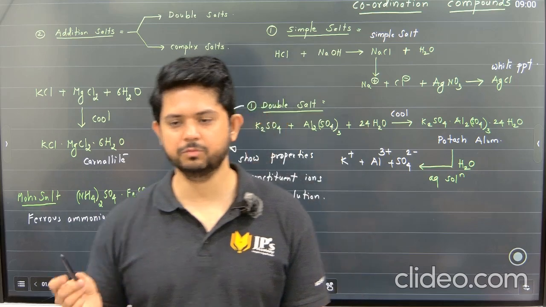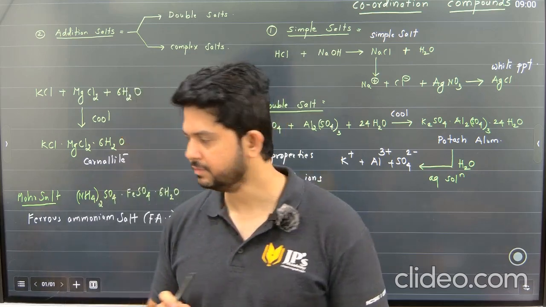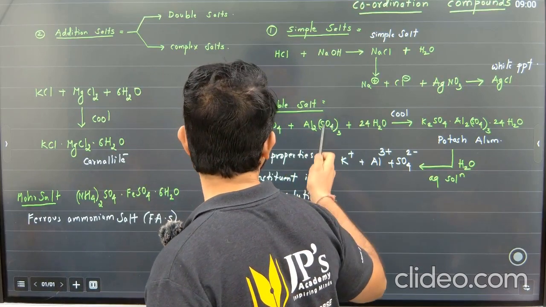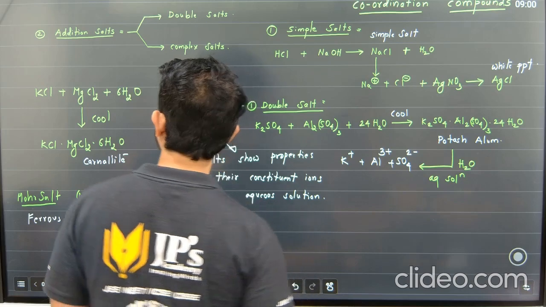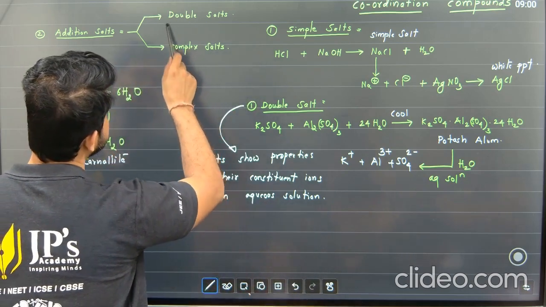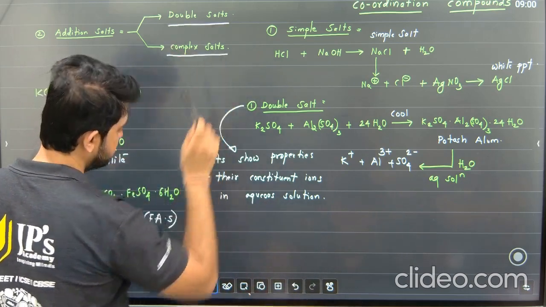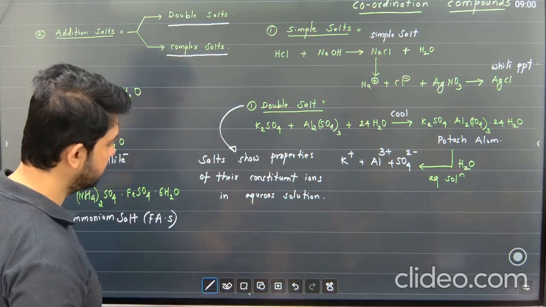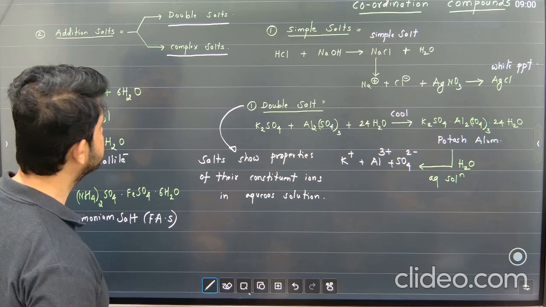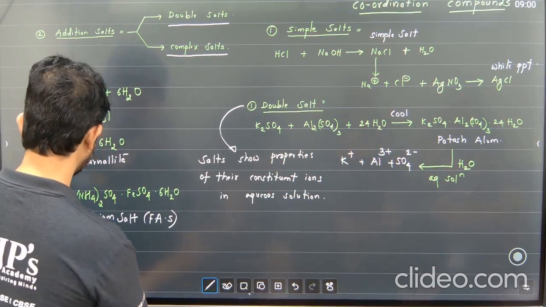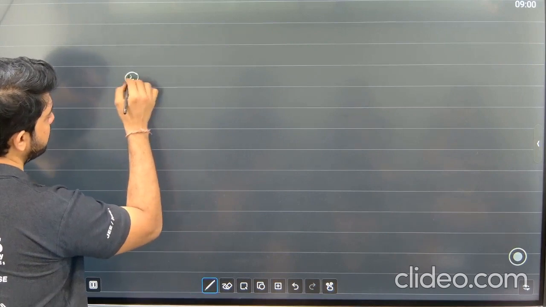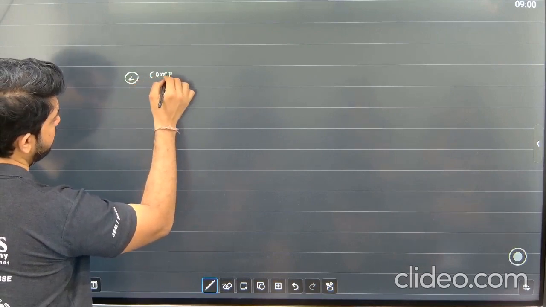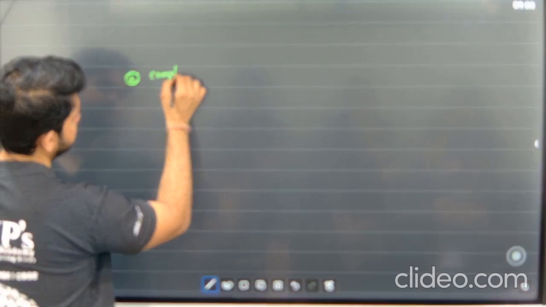Any questions still here? What's the double salt? Next, there's something called as complex salt. First, addition salt में the first type is double salt. Second, what do you call them as? Complex salt. अभी ये chapter में we will learn more about complex salts. What exactly are complex salts? The पूरा chapter is made up of complex coordination compounds.